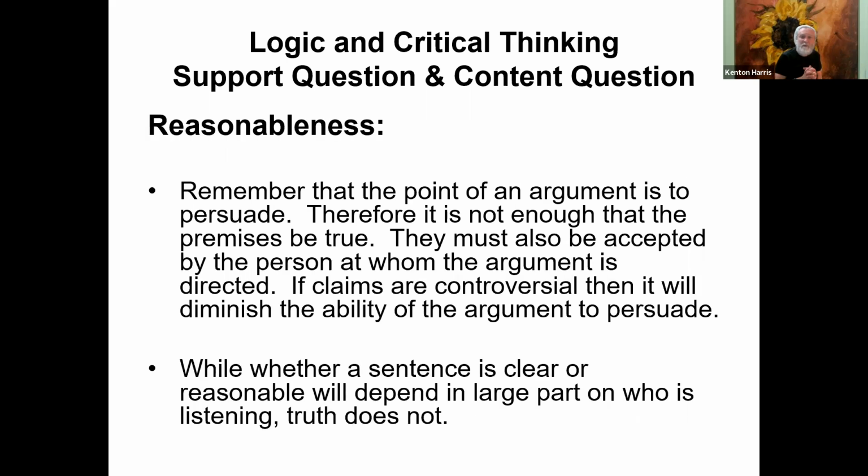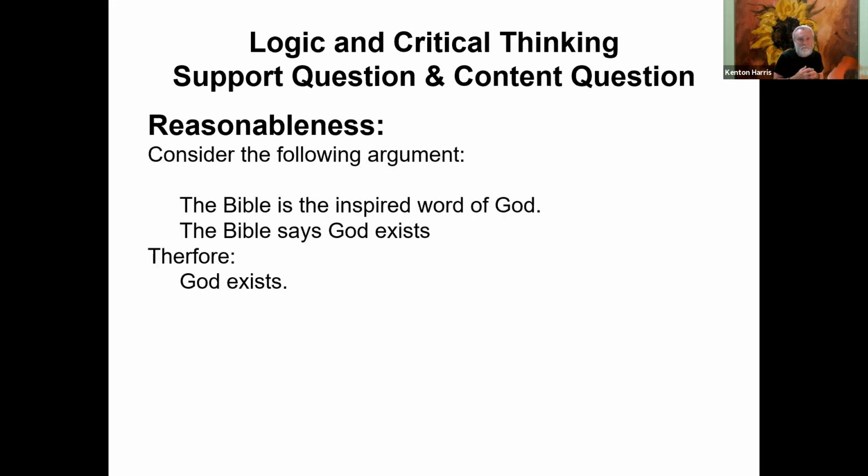Similarly, remember that the point of an argument is to persuade, therefore it's not enough that the premises be true. They also must be accepted by the person at whom the argument is directed. If the claims are controversial, then it will diminish the ability of the argument to persuade. While whether a sentence is clear or reasonable will depend in large part on who is listening, truth does not. Truth would be an objective feature that doesn't change with a changing audience.